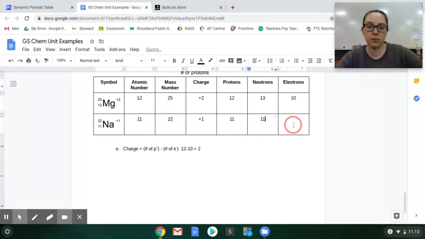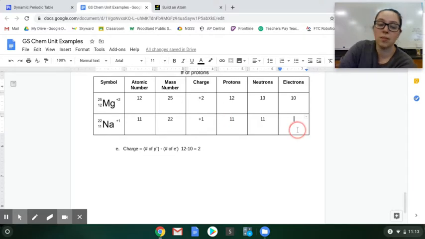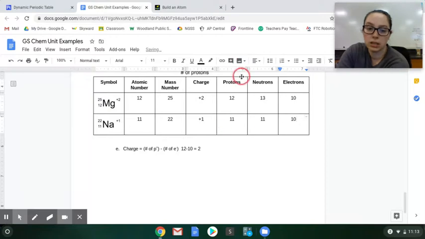Now my electrons, we have to figure out how many electrons we have. This is saying I have 1 more proton than I have electrons. I have 11 protons, so I think I'm going to have 10 electrons. Let's double check that.